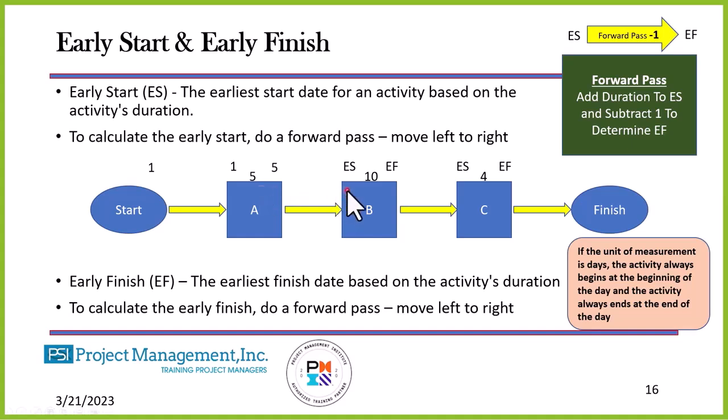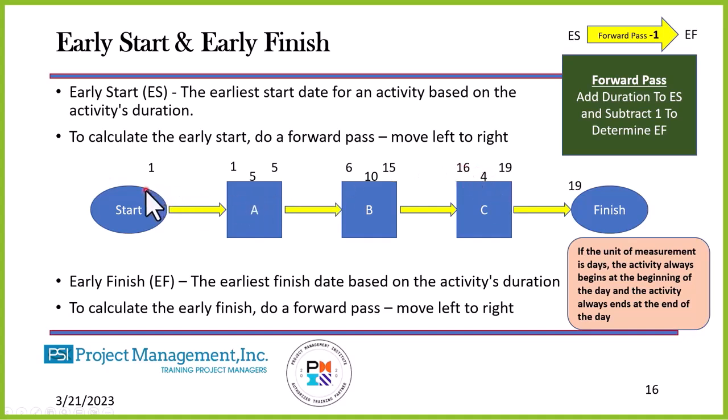Activity B will then start on day 6. 12:00 a.m. it starts. Using this formula, I add 6 to 10, that gives me 16, and I subtract 1, and that will then give me 15 as my early finish. Early start of C, it will start on day 16. At 12:00 a.m. it starts. I put in 16. I add the duration to 16, gives me 20. I subtract 1, so my early finish is day 19.